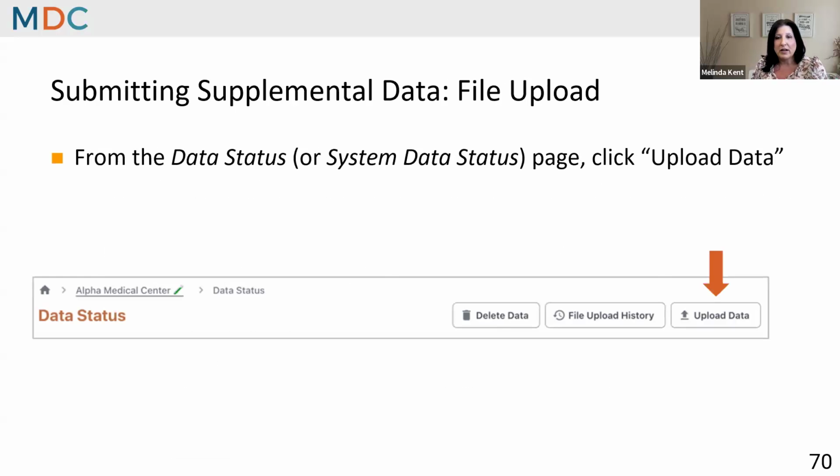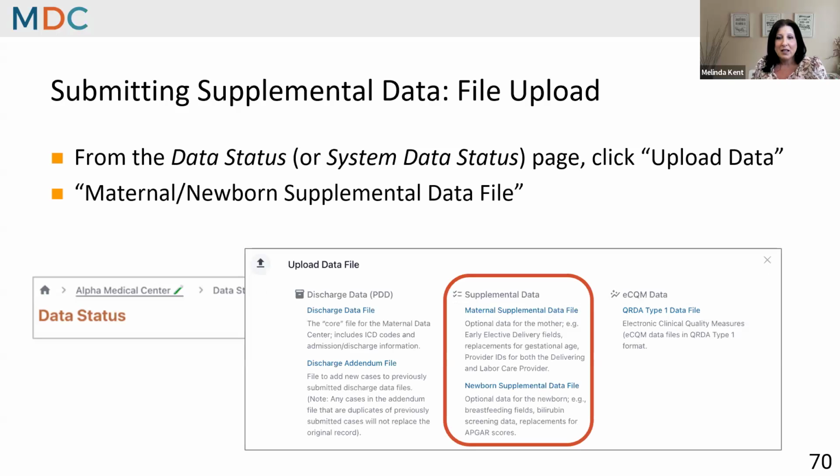And to submit your supplemental data file, once you have completed the Excel spreadsheet and you have all the information in there, you're going to go to the data status or your system data status, and you're going to click on the upload button. And then this screen will come up and you want to select maternal or newborn supplemental data files. They are different and we need those to be in different files. So if you're submitting for maternal and for newborn, they need to be separate.